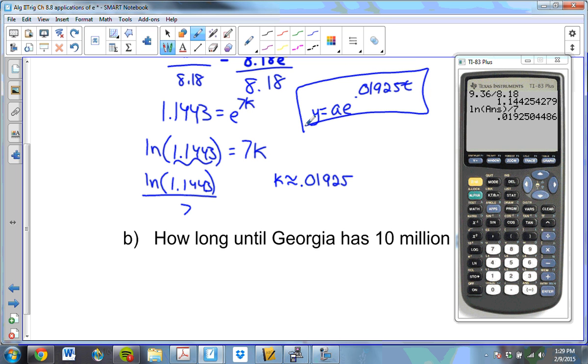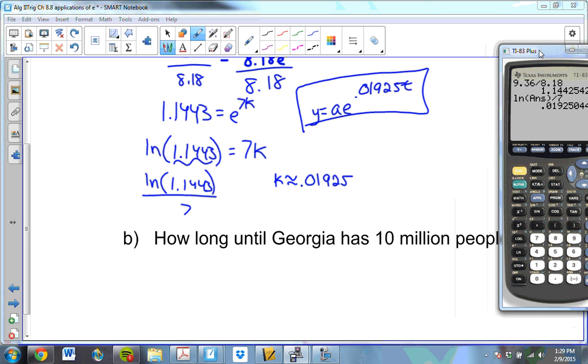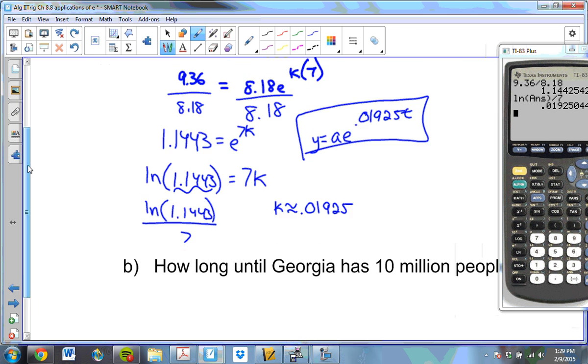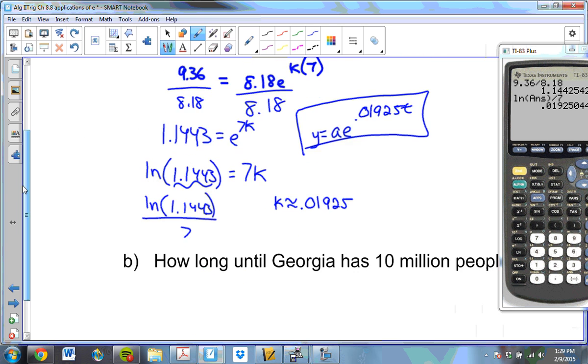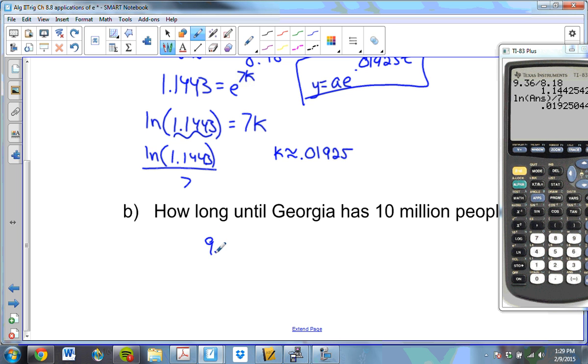I get to the next question now. How long until Georgia has 10 million people? Well, if in 2007 it had 9.36, that's my starting amount. This will be a t now. I'm trying to find time. So I'm going to put a t here. And I know that I'm ending at 10. Well, how long until it has 10 million people? I just solved this equation with the starting amount and ending amount, and then my constant of growth that I found in the first problem.